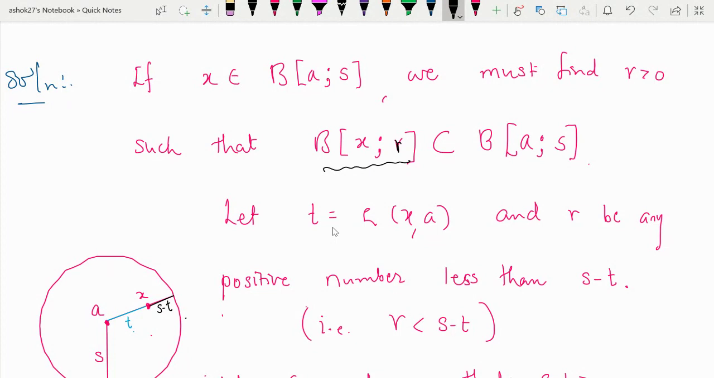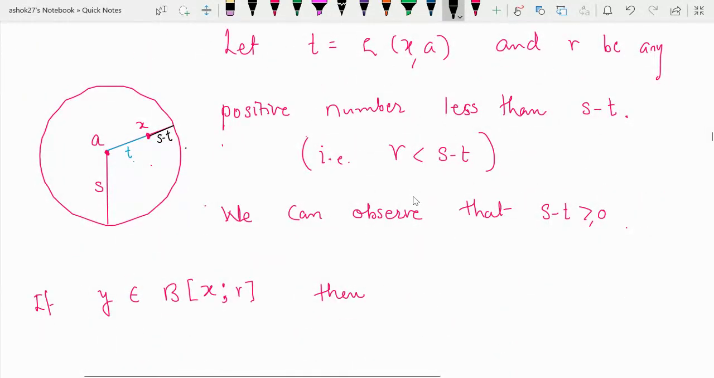If x is any element of this open ball, there should exist a positive real number r such that, if you draw the open ball about x with radius r, then that open ball should contain this open ball about a with radius s. For that, you can draw a figure. Suppose this is our original open ball, the open ball about a with radius s, which we have to prove is an open set, and we are taking any general point x from this open ball.